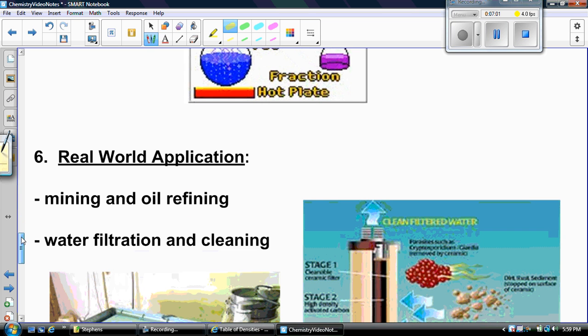Okay, so why is it important to know how to separate mixtures? What's the real world application? Real world application for separating mixtures. Okay, I had a little trouble with my mouse.